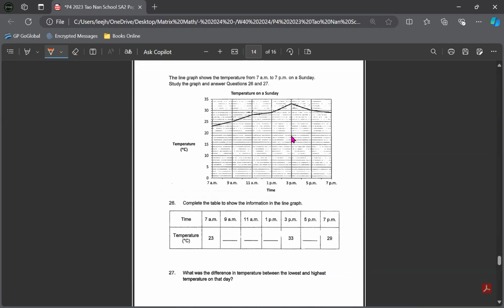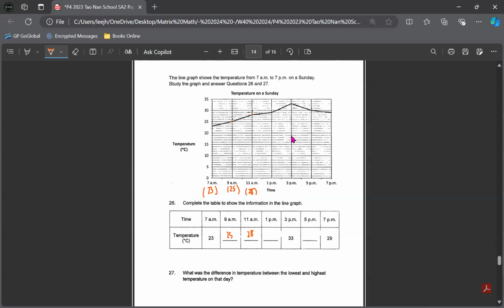From 0 to 5, there are 5 markings, which means one marking is 1 degree reading. So this is 20, 21, 22, 23. Given for you, 23. I just write 23, I don't write degrees. So this is 23. 9 a.m. will be here, which is 25. So you write 25 here. 11 a.m. is here, which is 25, 26, 27, 28. So this is 28.